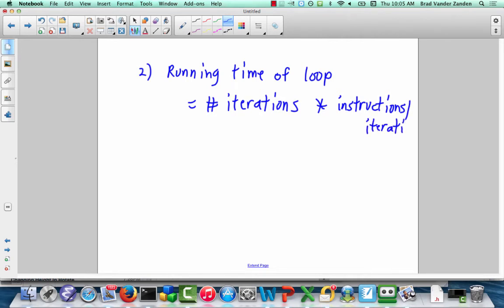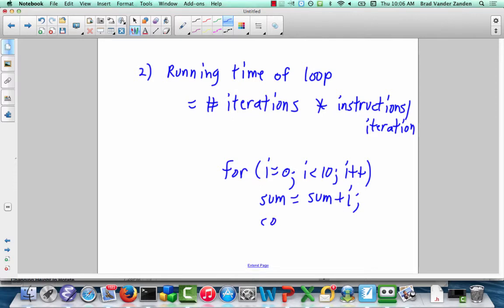Makes sense, right? If you have a for loop that looks like this, for i equals 0, i less than 10, i plus plus, sum equals sum plus i, cout sum. Okay, how many times does this execute? How many iterations? Sorry, 10 iterations. Okay, now counting loop instructions is always a little bit of a misnomer.